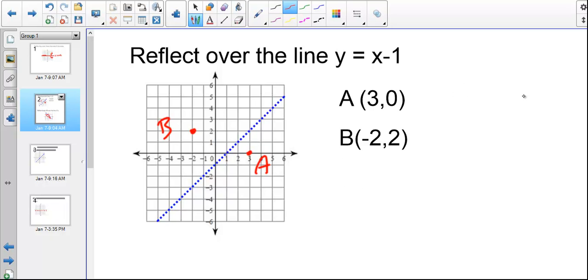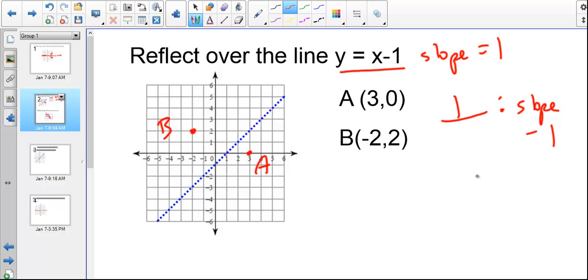And we can use our knowledge of slope, like we talked about the other day, to help us with this. The slope of this line, my mirror right here, is 1, which means to travel perpendicular to that, the slope has to be the opposite reciprocal, so I need to travel with a slope of negative 1. So if I'm at A and I want to reflect over this line, I need to be traveling along a slope of negative 1 to be moving perpendicular to my line of reflection.